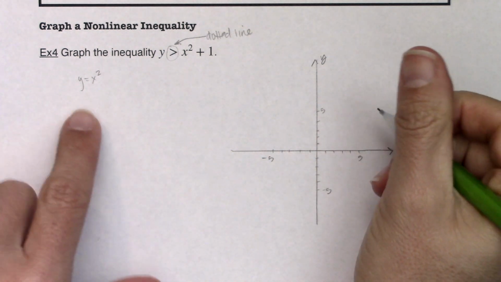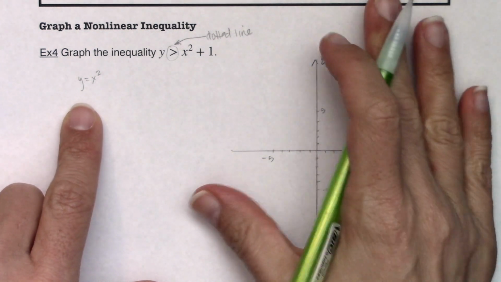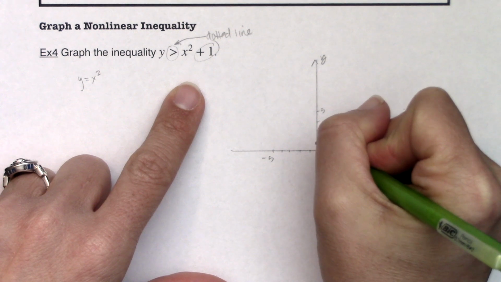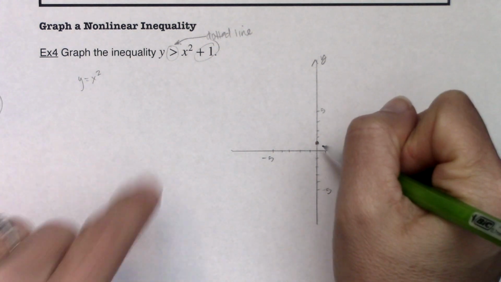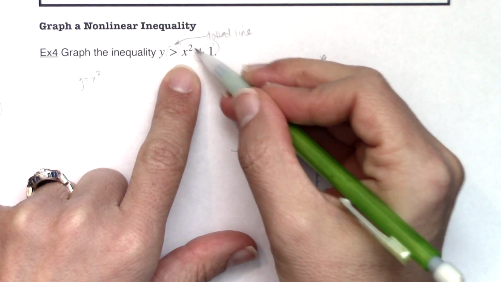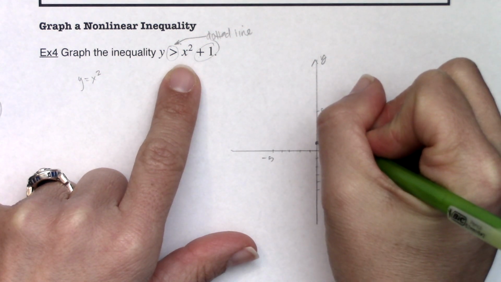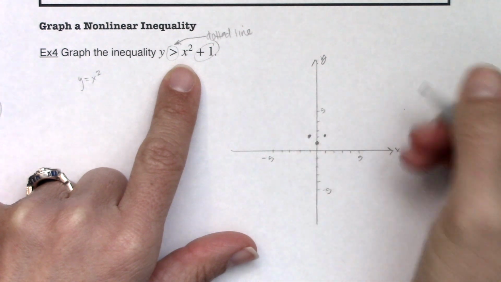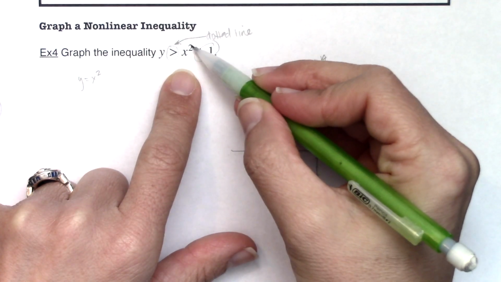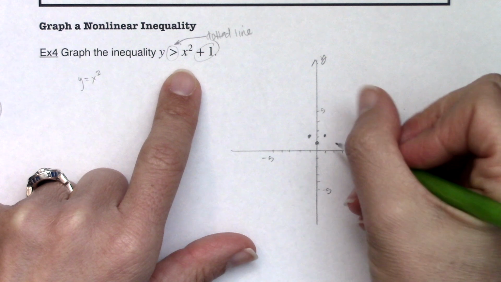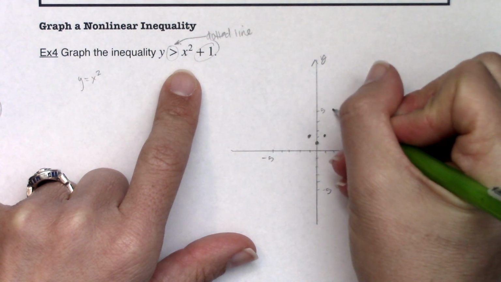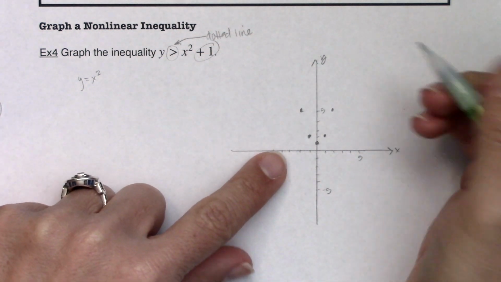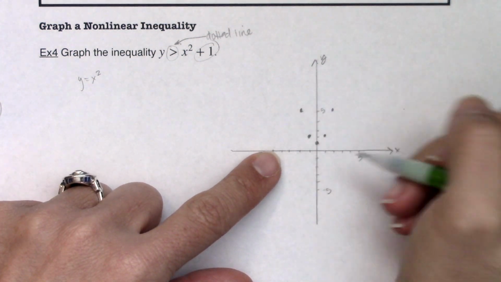All right, so again, I know my toolkit function's vertex is at the origin, but I'm 1 unit up, right? That plus 1 sends me 1 unit up. So 0, 1. If I plug in the number 1, 1 squared plus 1 is 2. So I'm going to have 1, 2, and by symmetry, negative 1, 2. If I plug in 2, 2 squared is 4, 4 plus 1 is 5. So I'm going to go 2, 5, and then by symmetry, negative 2, 5. All right, so I can actually see my parabola in there.